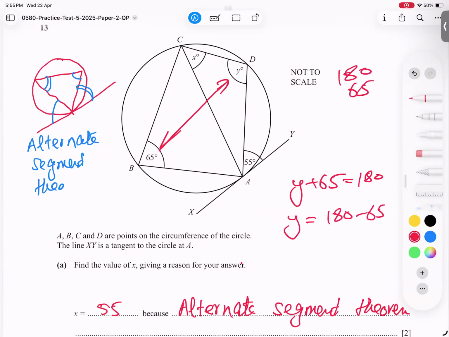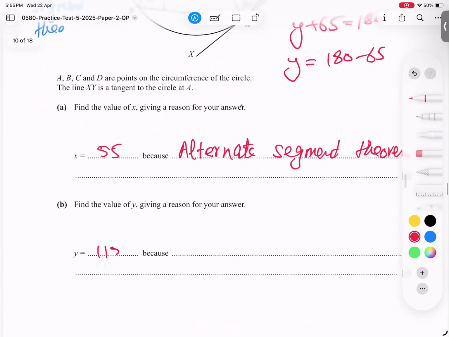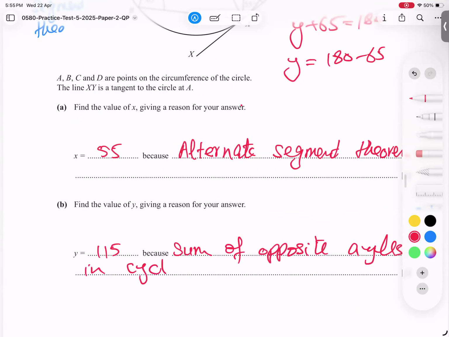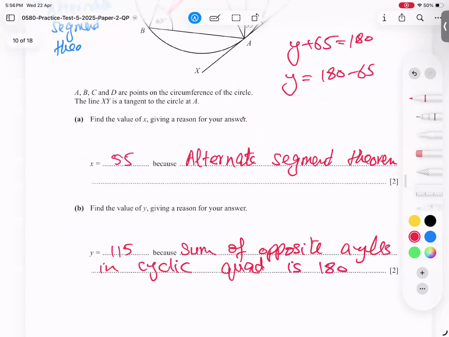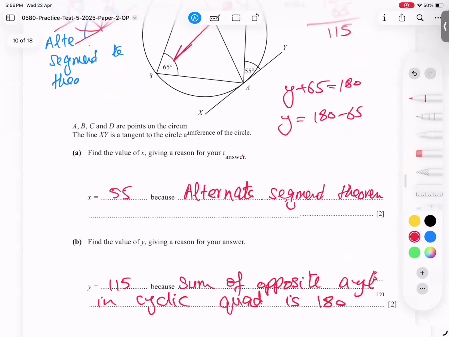So subtract 65 from 180. I'm getting 115. So the answer I'm writing here is 115, and the reason: the sum of the opposite angles in a cyclic quadrilateral is 180. I hope you got a proper reason and the concept of the question is completely clear.